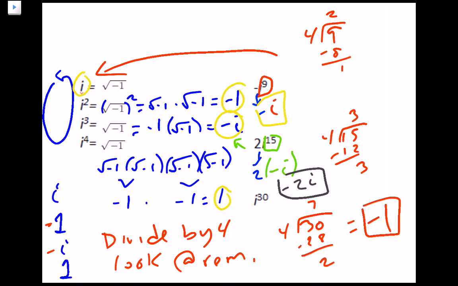Now, if you're asking the question, what happens if you have a remainder of 0? That's a good question. You're just going to go with what i to the fourth was, which is just 1. So if you have a remainder of 0, whatever that base and power of i is just going to simplify to a 1.